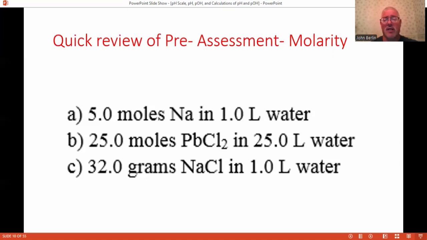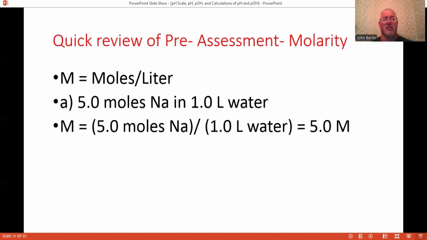So just real quick again, I know I went over A in the class, so I'm going to go over it again. Remember, molarity is basically moles per liter. And in this case here, for this problem, straightforward, it's 5 moles of sodium and it's 1 liter of water. So setup is just simply 5 divided by 1, or you get what we call a 5 molar solution. And that'd be a 5 molar solution of sodium there.